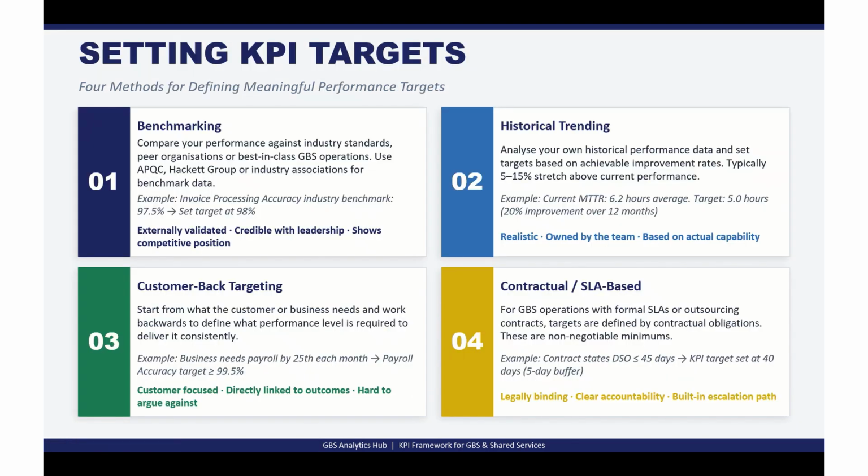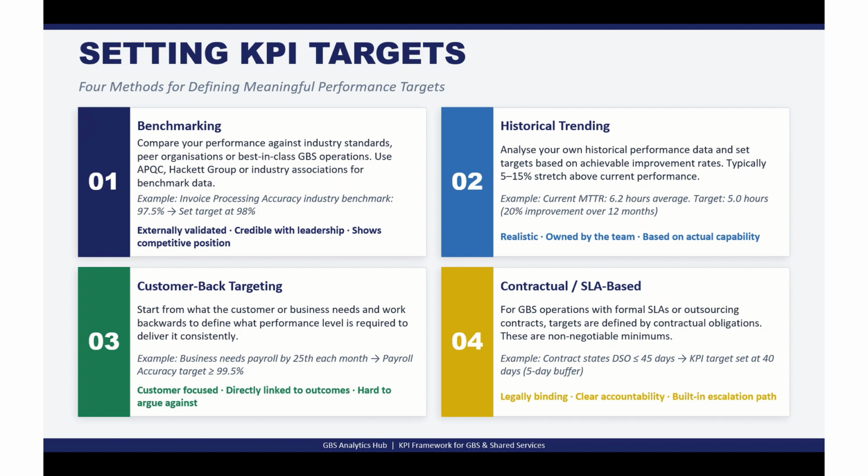How do you set the right targets? 4 methods here. Method 1, benchmarking. Compare your performance against industry standards. Use sources like APQC, Hackett Group, or industry associations. For example, invoice processing accuracy industry benchmark is 97.5%. So you set your target at 98. This is externally validated and credible with the leadership.